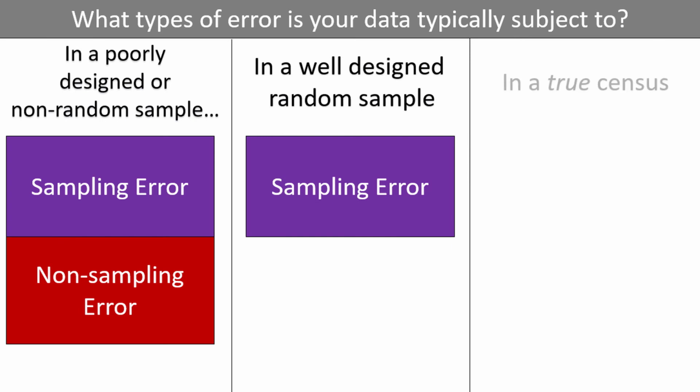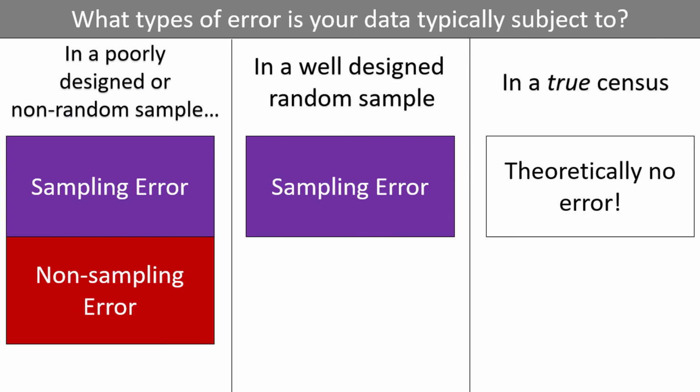Finally, in a true census, there would theoretically be no error at all. If we can truly gather data from every individual from the population, there should be no error. We would know the population mean, or whatever other parameter we are trying to find, exactly. You can view increasing the sample size as a bridge, reducing sampling error down to 0, as the sample size becomes bigger and bigger, and therefore closer and closer to the size of the population.